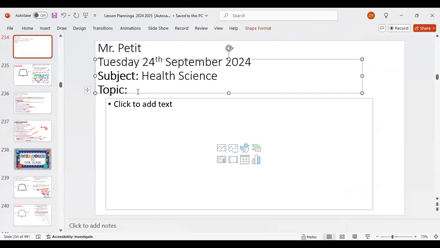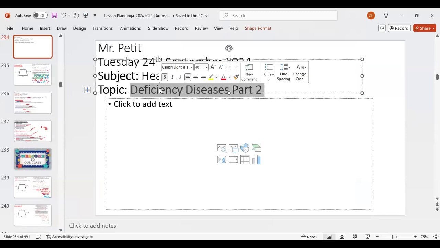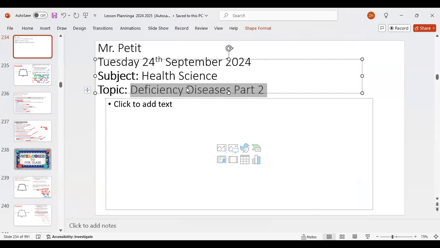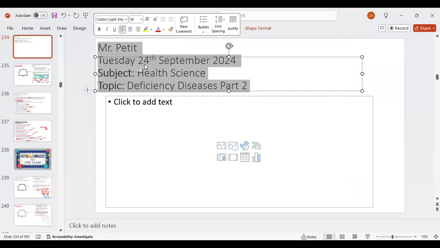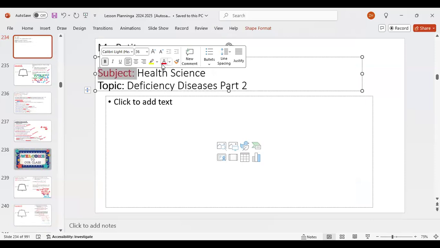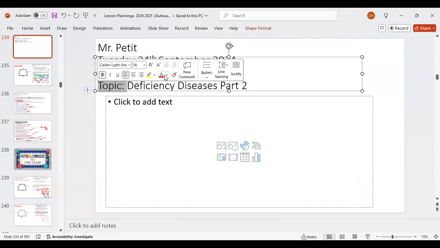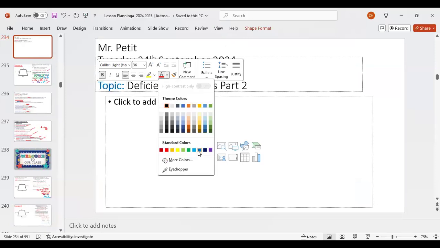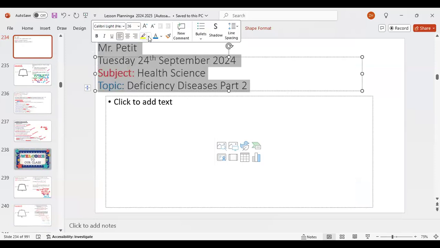We also talked about anemia, and anemia is when you lack iron. So we're going to be talking about deficiency diseases, part 2. In part 1, we looked at rickets and anemia. Today we're going to be looking at the other ones.